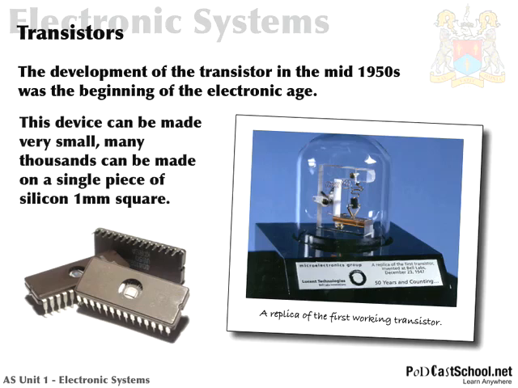And I've said there that this device can be made very small. Many thousands can be made on a single piece of silicon, 1 millimeter square. And if you have a look, this is just an integrated circuit. It's a mini DIL, or a DIL meaning dual in line, and that refers to the legs here that we see. See these legs along one side, and we can't see this side, but down the other. Okay, and they're in line, so we say dual in line. So this is often referred to as a DIL.